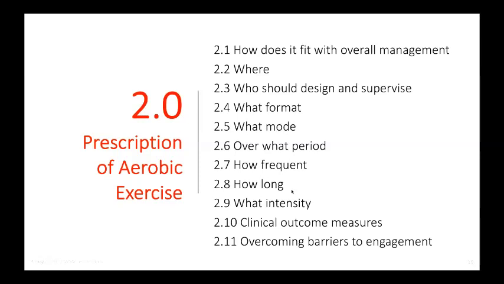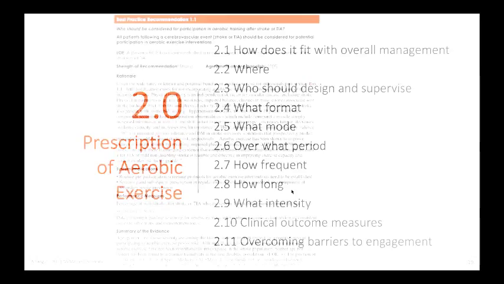And then in part 2, where it pertains to prescription of aerobic exercise, the questions were all around, how do we actually implement this? How does it fit with overall management of stroke? Where should it be done? Who should be doing it? In what format? In what mode? How hard? How long? How intense? So these were the original set of guidelines.